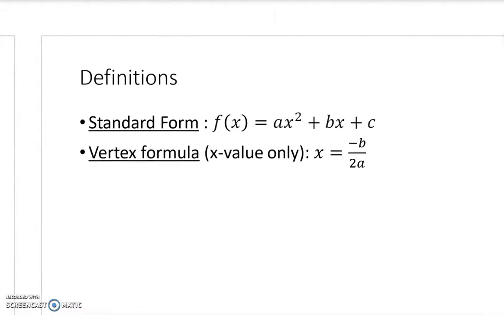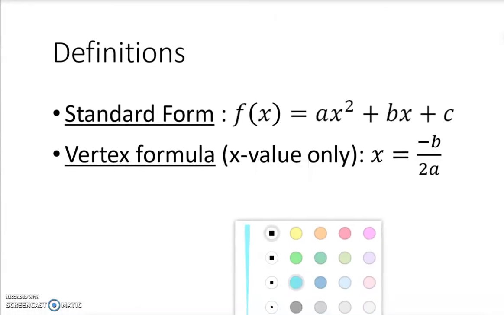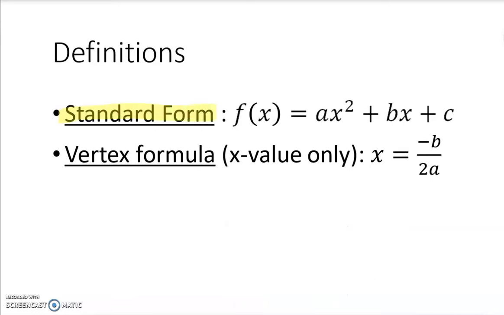Here are some definitions that you need to know. Make sure that you write these down, highlight them in your notes. First, you need to know what standard form is. Standard form is f of x, remember that's just the same as y, equals ax squared plus bx plus c. So your a, your b, and your c values are numbers in the equation. An example would be 2x squared minus 10x plus 3. The a term would be 2, the b term would be negative 10, and the c term would be 3 in that case. We call that standard form.